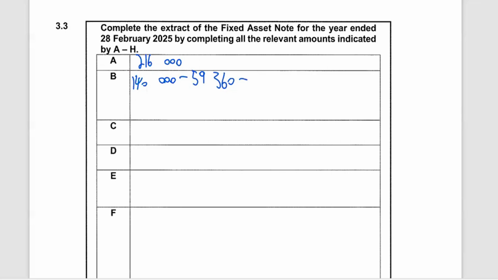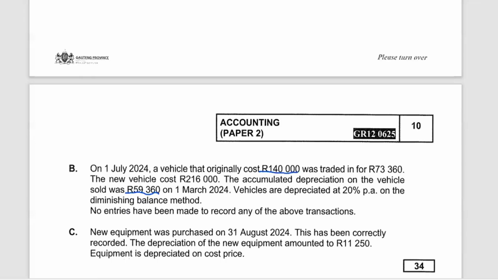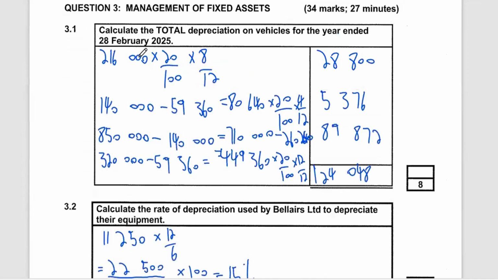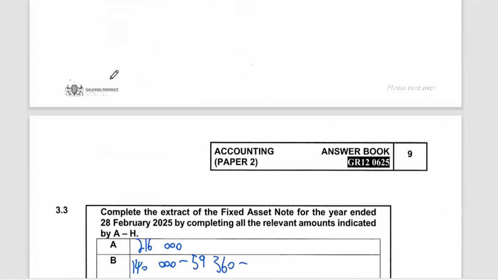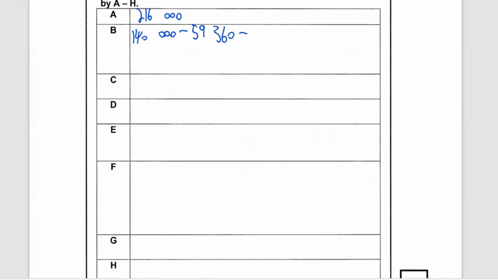Then we also minus our current depreciation. How much is our current depreciation that you have calculated? It's 5,376. So minus 5,376. Then we get our answer, which is 75,264.